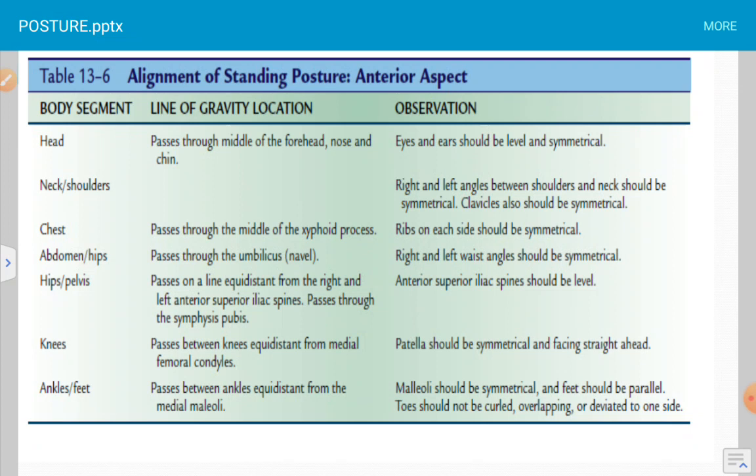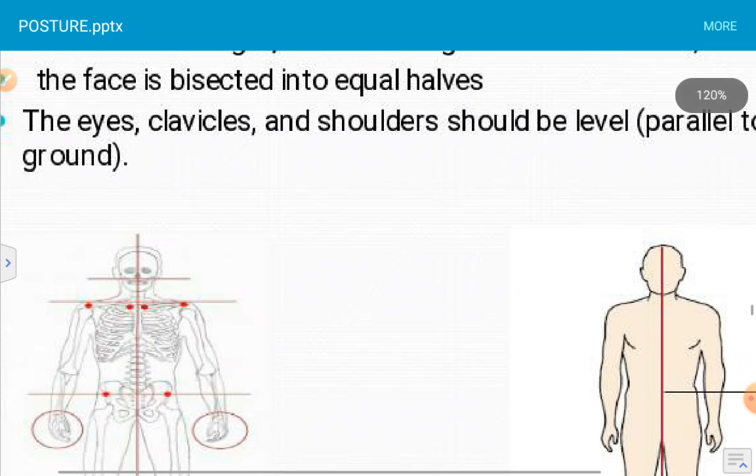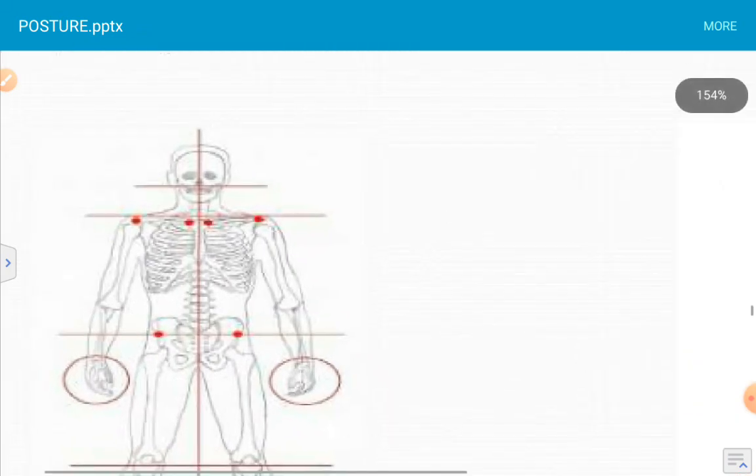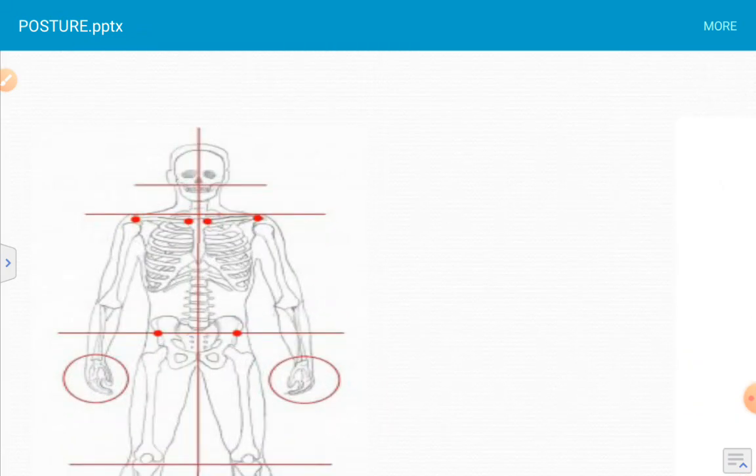In the abdomen and hip region, the line of gravity passes through the umbilicus level, and the right and left waist angles should be symmetrical. For the hip and pelvis, the line of gravity passes equidistant from the right and left anterior superior iliac spine, through the symphysis pubis. The anterior superior iliac spines should be level, as you can see in this picture.